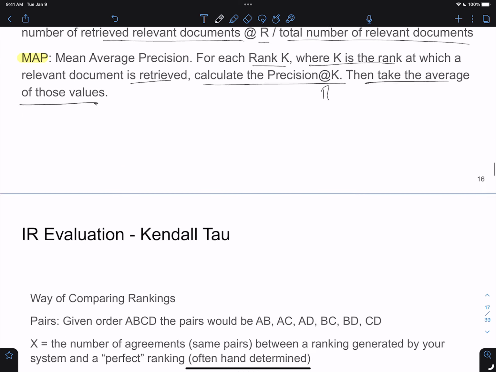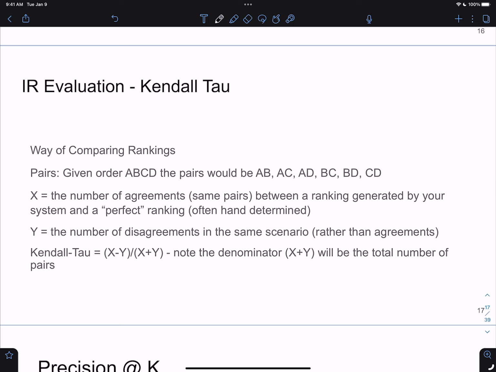That's simple. We also discussed Kendall-Tau. Kendall-Tau is another way of comparing ranks. You're given pairs, for an order of A, B, C, D, the pairs would essentially be AB, AC, AD, BC, BD, CD. And you're given two rankings, normally one generated by your system, and then a perfect ranking.